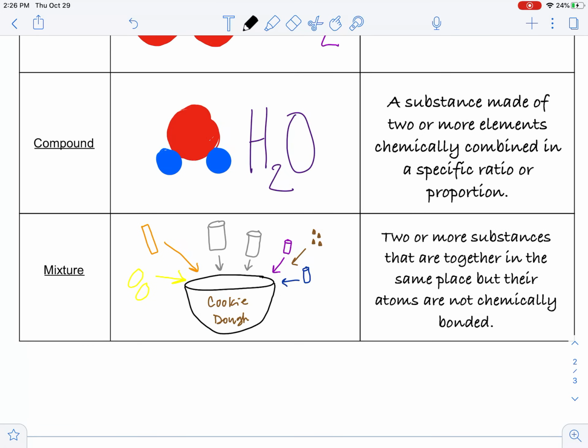Our last word here is mixture, and that's two or more substances that are together in the same place, but their atoms are not chemically bonded. So I tried to go a little bit more into what maybe we are used to for my memory trick, and I just made cookie dough. Now I have to be careful here. I need to remember that this mixture is just the substances. So the eggs, the butter, the flour, the sugar, the salt, the baking soda, and the chocolate chips. It's the dough itself. If I were to bake it, I would have caused a chemical reaction and changed it. It would no longer be considered a mixture. Right now, just as a dough, I can use it as a mixture.